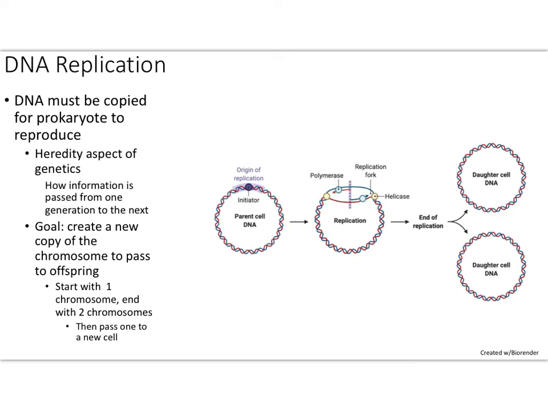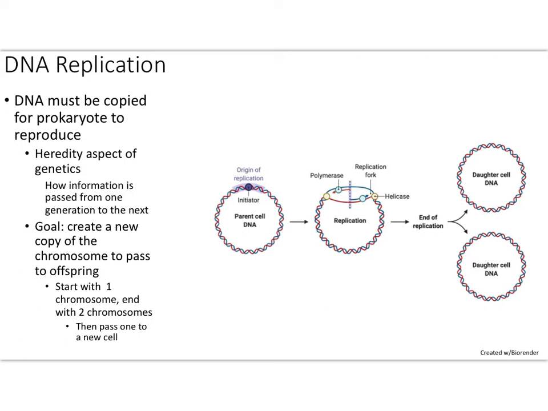So this aspect of DNA really is talking about the second aspect of that molecule, which is heredity. And so in this lecture, we're talking about how DNA is passed from one generation to another, or basically how information about what proteins to create is passed from one generation to another.